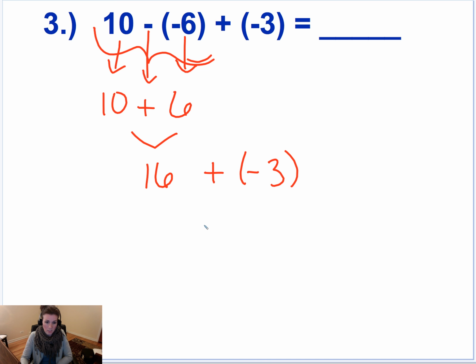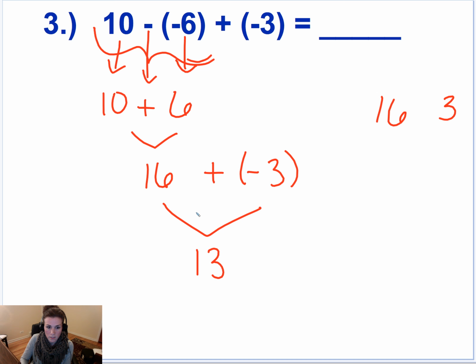It's addition, so I look and see 16 is positive, 3 is negative, so I need to find the difference. So I'm thinking in my head of 16 and 3, so 16 minus 3 would be 13, but I need to look and see which number is bigger. 16 is bigger, and in the problem 16 is positive, so my answer is positive 13.